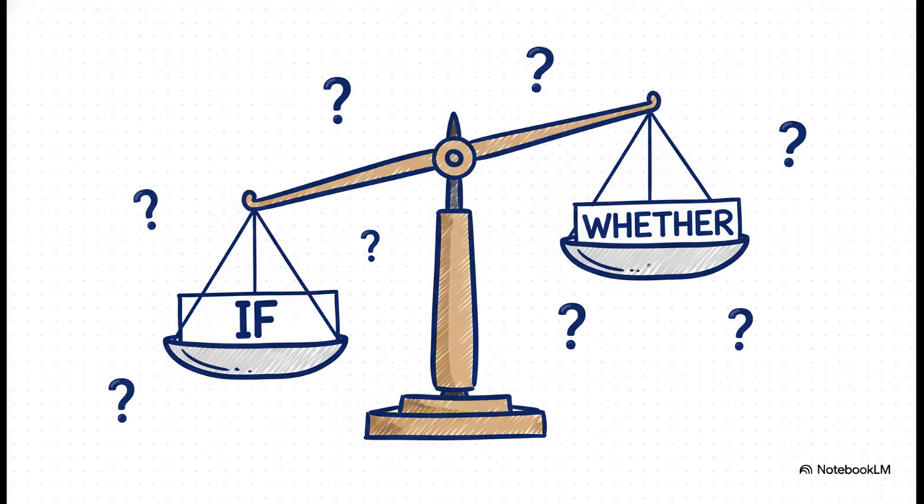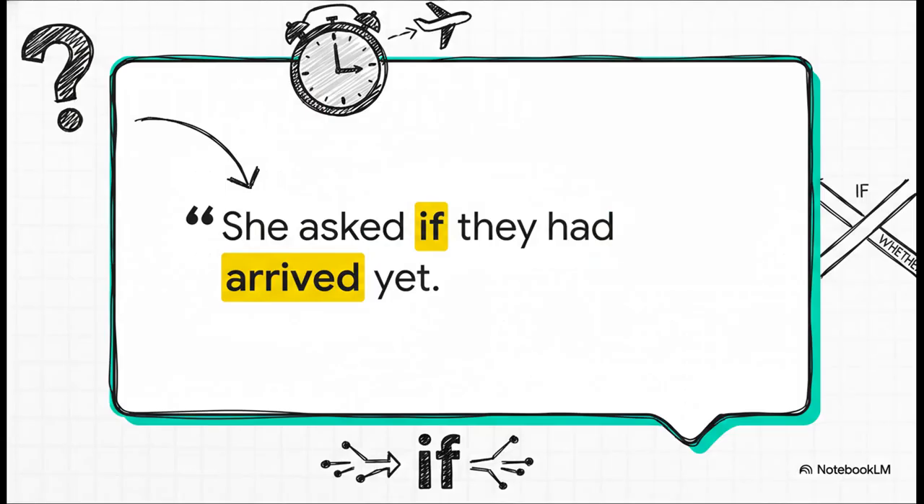Now, what's really cool here is that in this specific role, and only this role, if becomes a direct synonym for the word whether. You can often just swap them out, and that's the perfect clue that if is doing its second job. Let's look at it in action. The original direct question was probably, have they arrived yet? When we report that question, if steps in. She asked if they had arrived. And notice you could totally say, she asked whether they had arrived. They mean the exact same thing here.